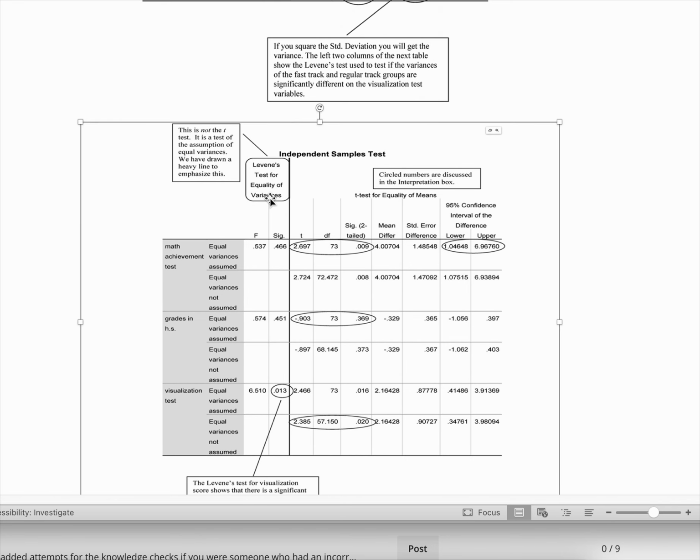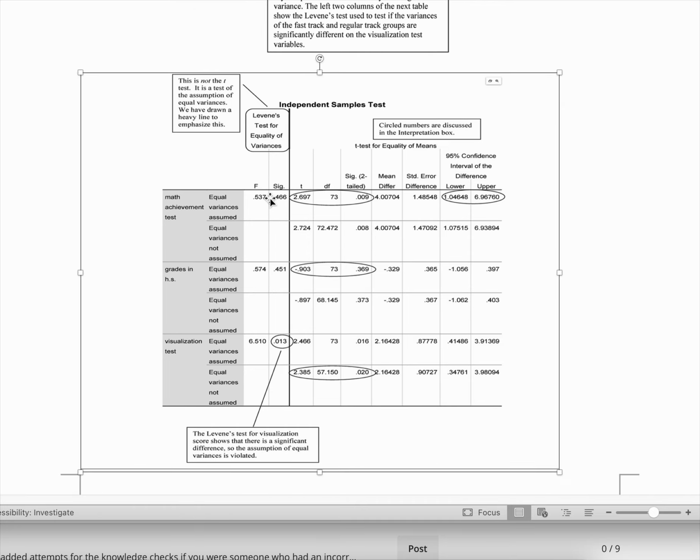Then this is the actual t-test, and you'll notice that the labels of these tests are not always clear. So it does say independent samples test, and so what you're going to do first is look at your Levene's value. So that's the left 2 columns over here with the F and the sigma value. So if I'm looking at math achievement test, I have 0.466 as my Levene's. If I'm looking at grades in high school, my Levene's is 0.451.